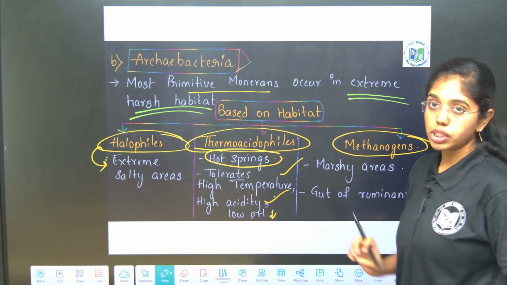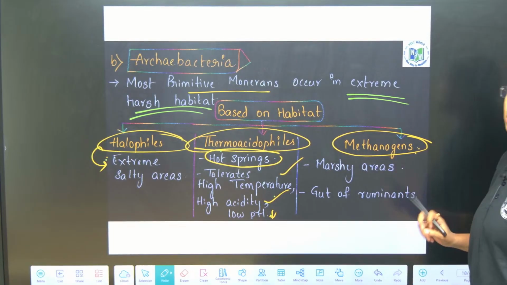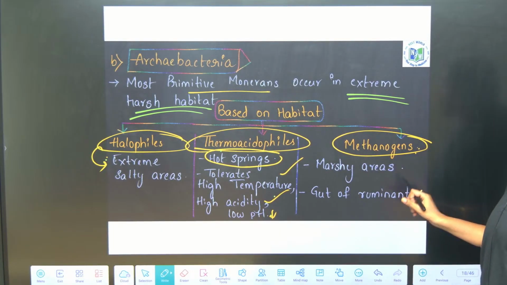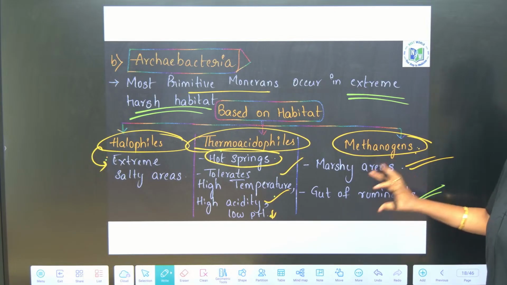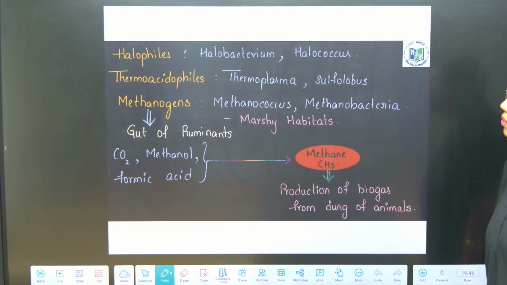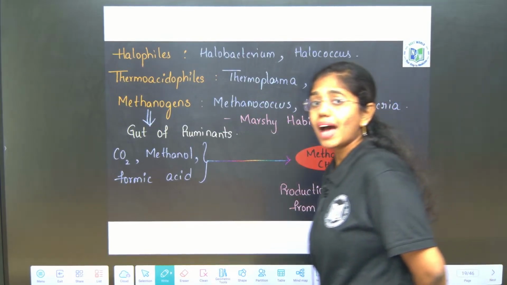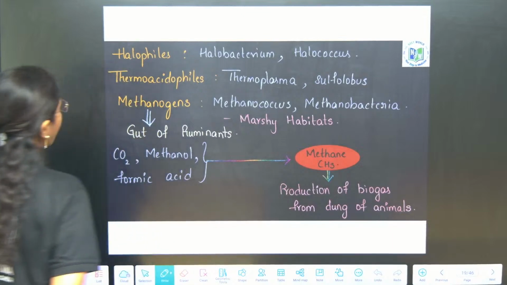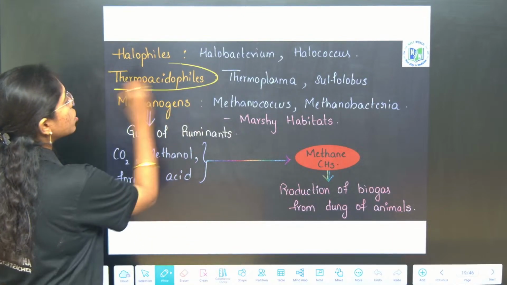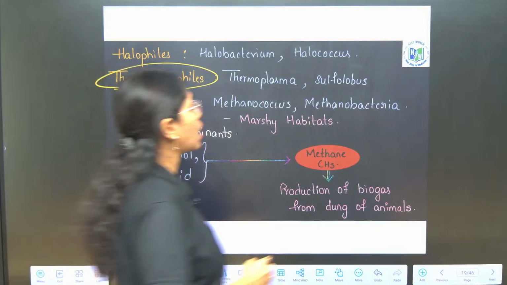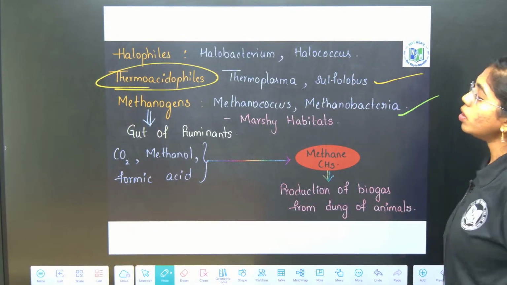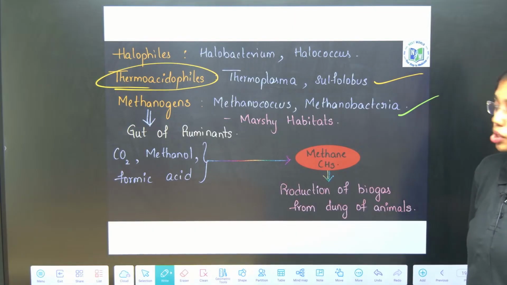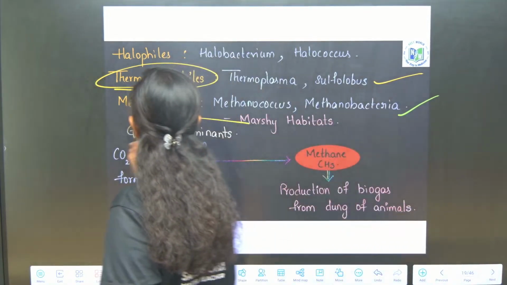They are thermoacidophils. Next is methanogens. Methanogens grow in what? Marshy areas. They live in the gut of ruminants. Clear, right? Next. The best examples of halophils include Halobacterium and Halococcus. Thermoacidophils include Thermoplasma and Sulfolobus. Methanogens include Methanococcus and Methanobacterium, which live in marshy habitats. Methanogens are present in the gut of ruminants.